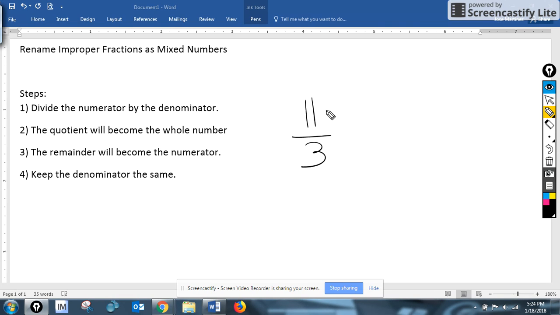This is an improper fraction because the numerator is greater than the denominator. This is also known as a fraction greater than 1, and you're going to see how great it really is right now. So like I said, I'm going to show you first, and then we're going to go over the steps. So here's what I'll do.